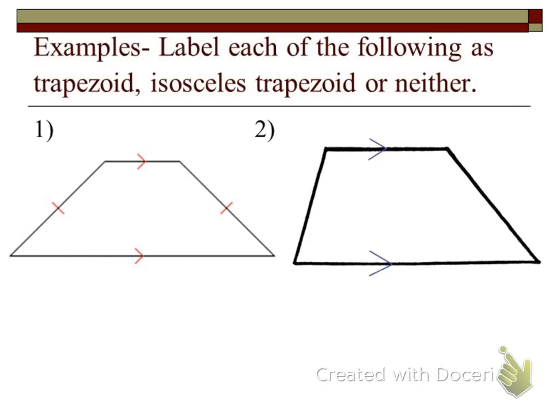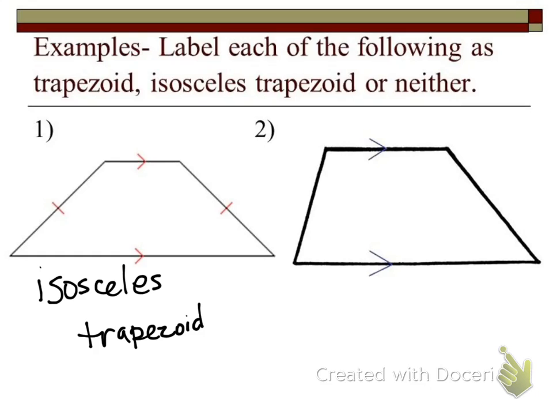So for the first 2 examples, you are supposed to just say whether it's a trapezoid, an isosceles trapezoid, or neither. So number 1, what do you think? Do we have a pair of sides that are parallel? Yeah, these 2 sides are parallel. Now you have to decide, are the legs congruent? Yeah. If you have a pair of sides that are parallel and the legs congruent, that's when it's an isosceles trapezoid. Sort of like an isosceles triangle where 2 of the legs had to be congruent. Same thing here. Just 2 of the sides have to be congruent.